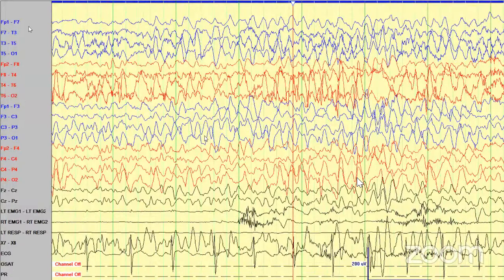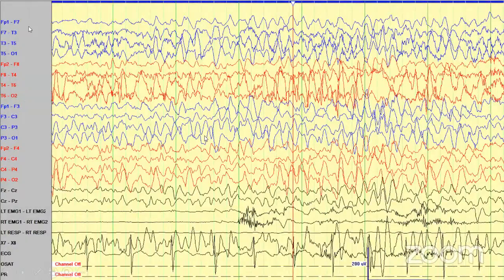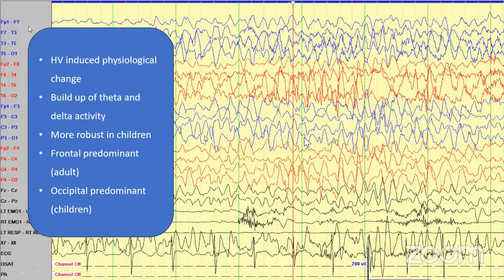this is what happens. Our first impression, if somebody is seeing this epoch, would be that this is definitely abnormal. What we can see here is that the background activity, which was that of a PDR, is now gradually replaced by this buildup of theta and delta, which is more prominent over the posterior head regions. So what has changed? This was the time where hyperventilation was begun. So this is a physiological response to hyperventilation, and this is definitely not abnormal.